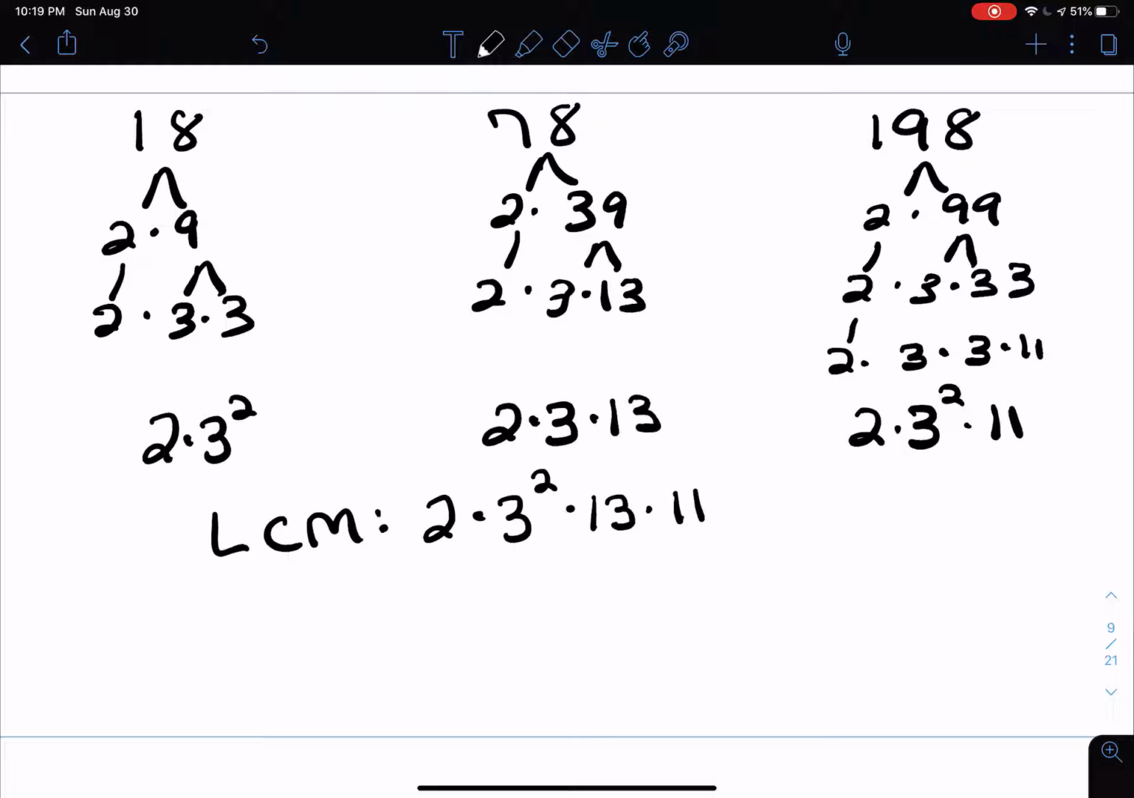And we get 2,574. And that's our LCM. So there you have it.